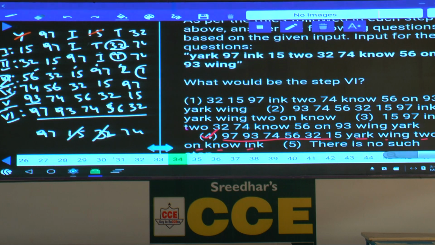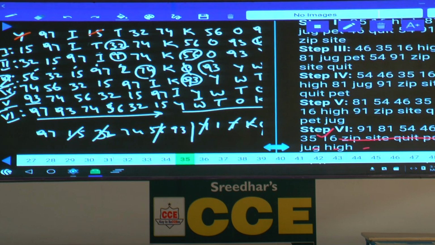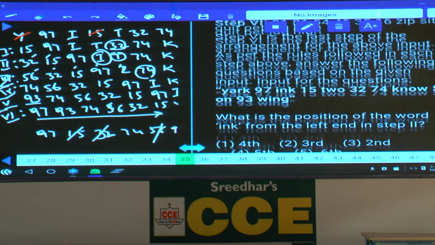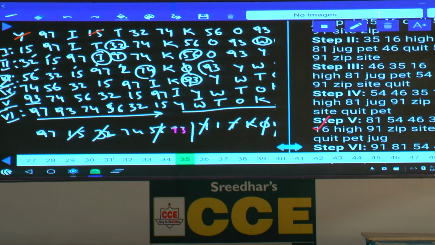Then 35. What is the position of the word ink from the left in step 2? In step 2, where is ink here? Ink is here and its position is 4th from the left. That is given in choice 1. Clear? Now if you have finalized this order, then all the questions will be based on these steps only. Okay? And this is about 31 to 35.